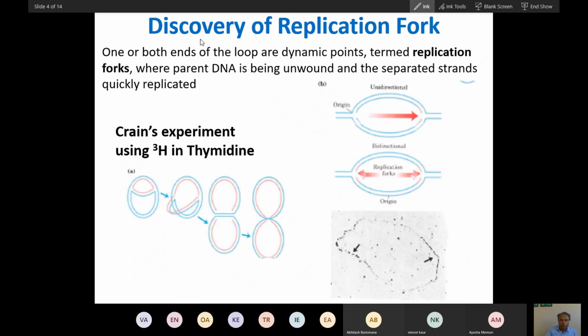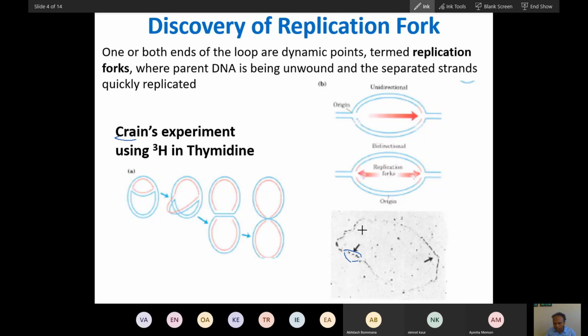Now, I am talking about how they discovered this DNA replication process. This scientist Cairns did an experiment on bacteria and then saw some fork here.